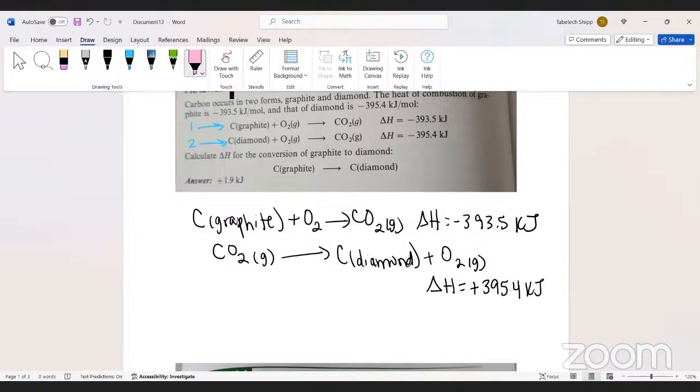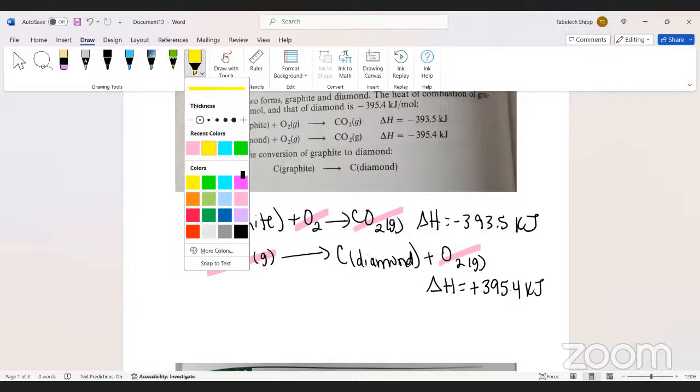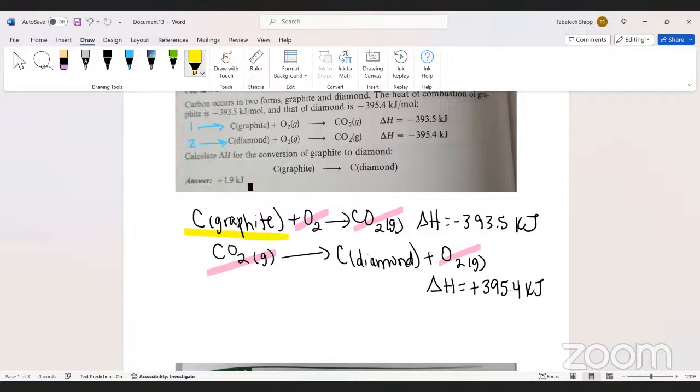Now, we're going to cross out things that are the same on opposite sides of this reaction. Carbon dioxide is on the left side, and carbon dioxide is on the right side in the first reaction, so I cross both of those out. Oxygen is on the left side in the first reaction, and it's on the right side in the second reaction. All you're going to do now is write what's left over: C graphite and C diamond. So I'm going to write that down here.